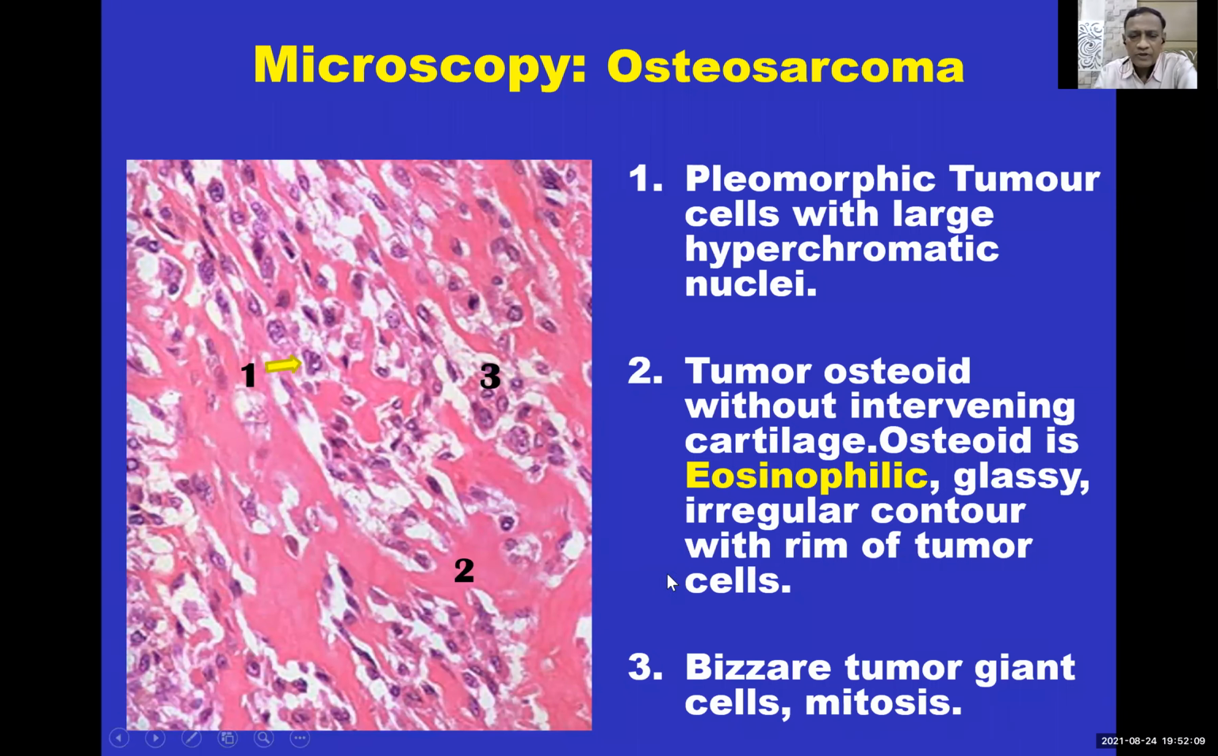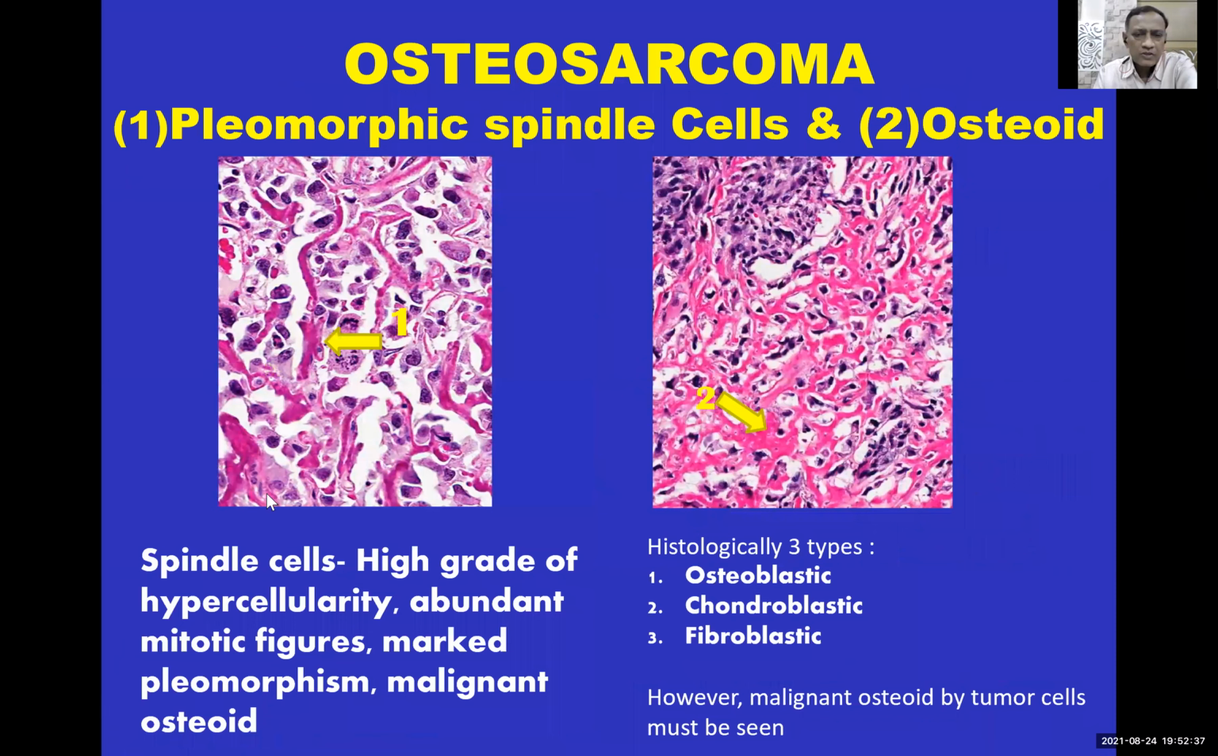So tumor osteoid, how it looks is without intervening cartilage. Osteoid is eosinophilic, glassy, irregular, with a rim of tumor cells. And there are bizarre giant cells with mitosis. This is another view of this microscopic picture, which shows the spindle cells, high grade hypercellularity, abundant mitotic figures, marked pleomorphism, and malignant osteoid.